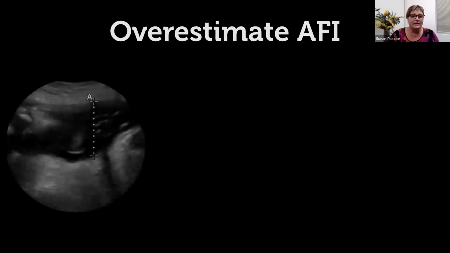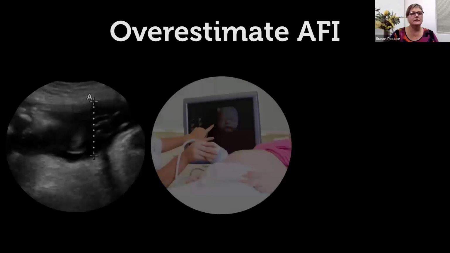Now, the common way here is to measure a pocket of fluid that has got either fetal body parts in it or that has got the cord in it. So we want to measure a pocket that has no parts and no cord in it. So you can overestimate if you incorrectly measure here.